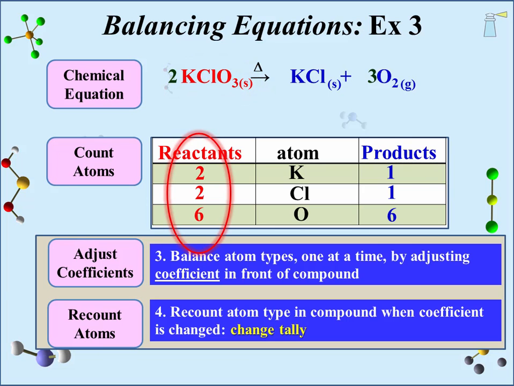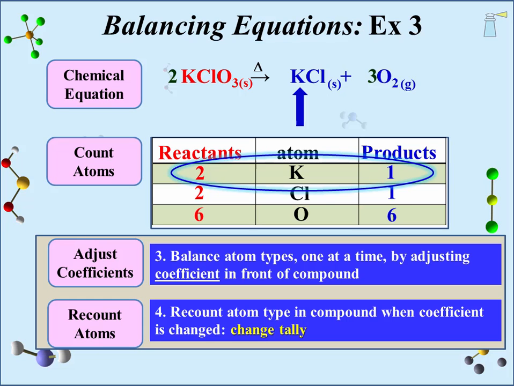Comparing tallies shows that changing the coefficient on the potassium chlorate has the effect of unbalancing the potassium and the chlorine. Balancing equations sometimes has a ping-pong feel to it. So it's back to steps 3 and 4. The count on potassium and chlorine on the product side needs to be increased. But which atom should we choose? It's not really a choice since they are both in the same compound on the product side.